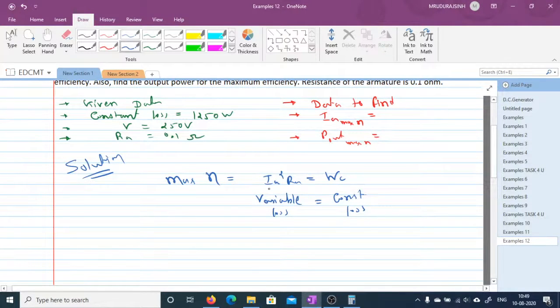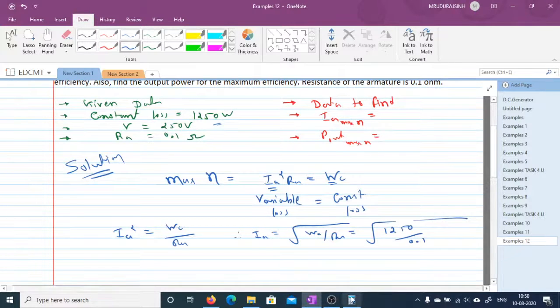Now look here, IA, armature current, appears in the equation of maximum efficiency, and we just need to find that only, right? So this is constant losses, which is directly given to us. RA is armature resistance. So everything we have, we just need to rearrange this and solve it mathematically. So let's rewrite this. It's WC by RA. And if we want to convert this into IA, then IA is equal to under root WC by RA, which gives us constant loss of 1250 divided by 0.1.